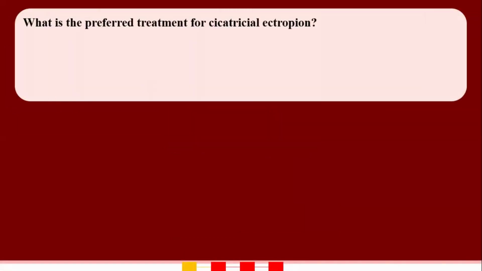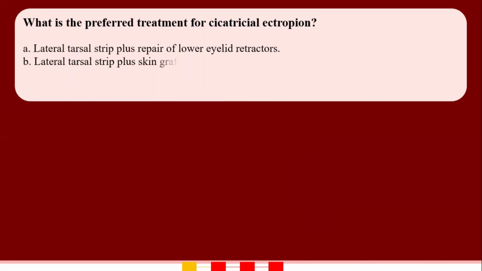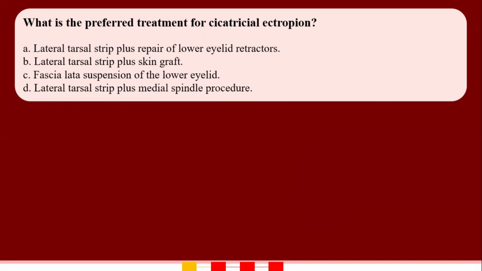What is the preferred treatment for cicatricial ectropion? Lateral tarsal strip plus repair of lower eyelid retractors. Lateral tarsal strip plus skin graft. Fascia lata suspension of the lower eyelid. Lateral tarsal strip plus medial spindle procedure.